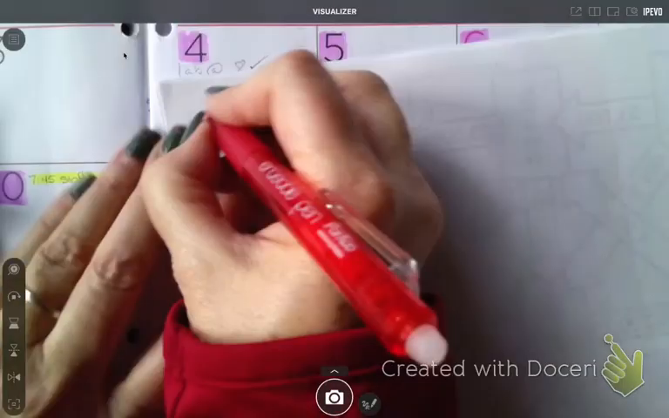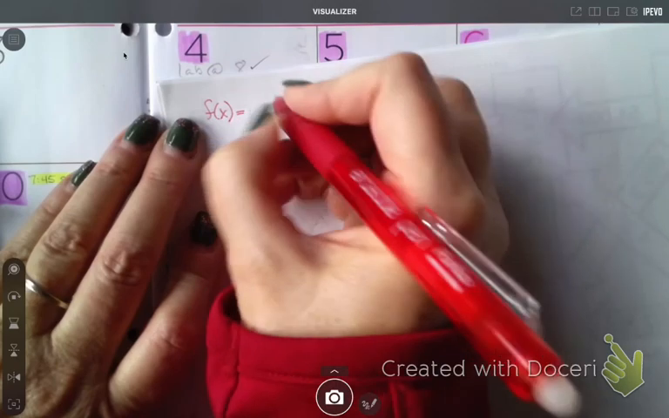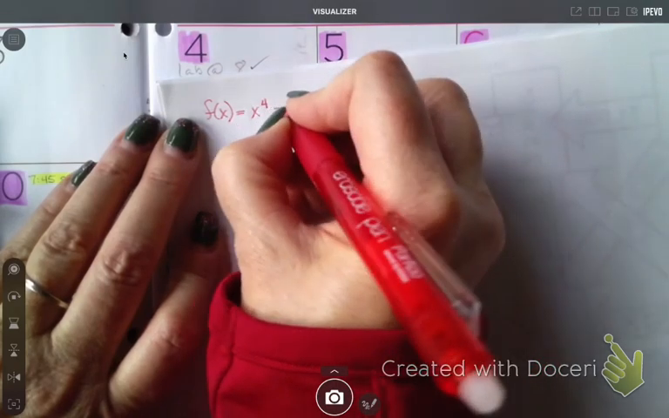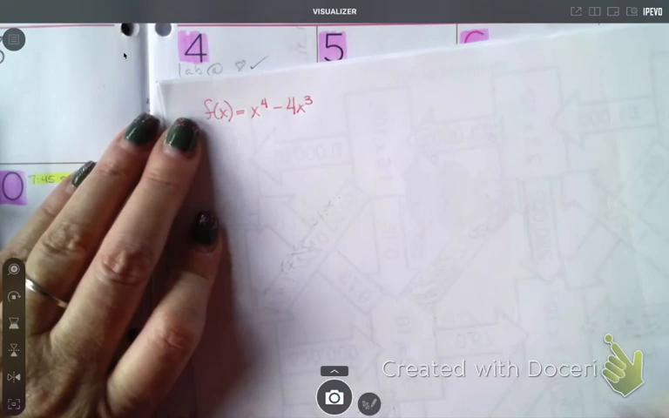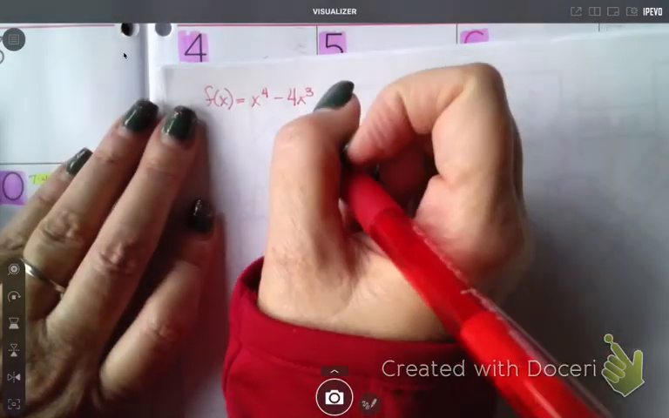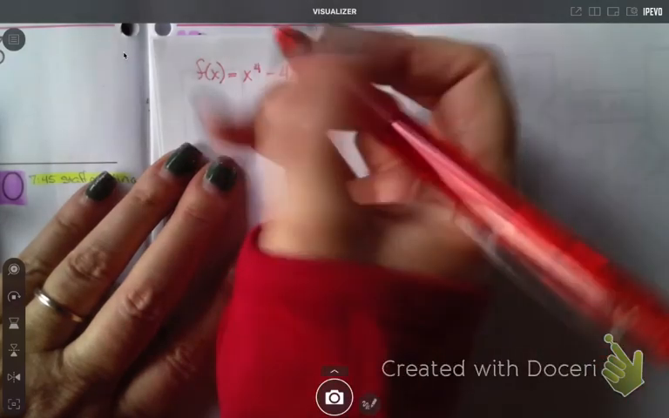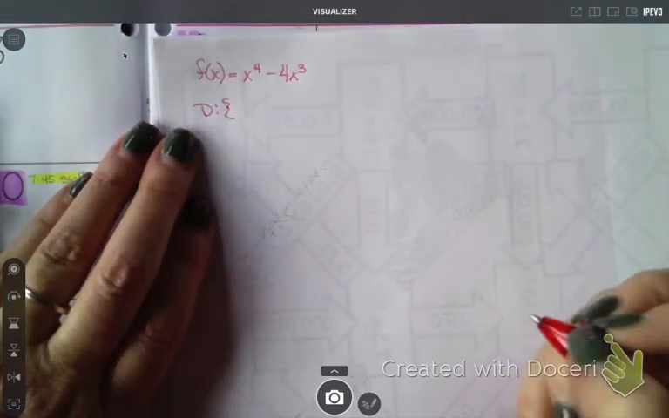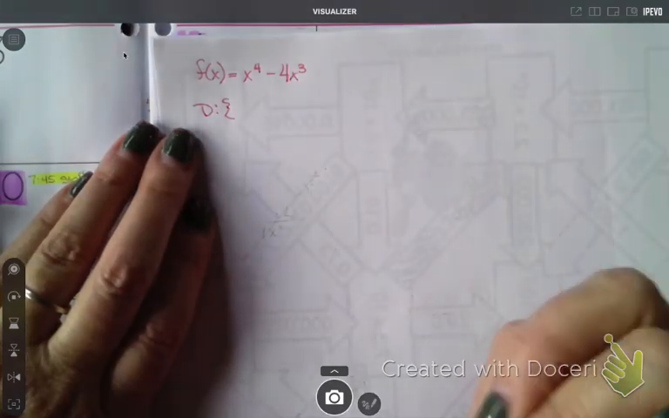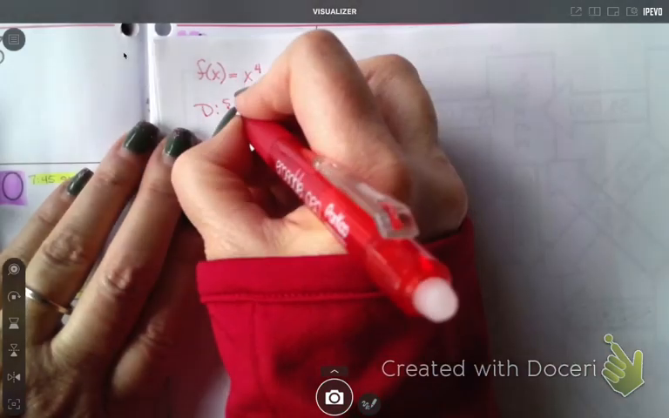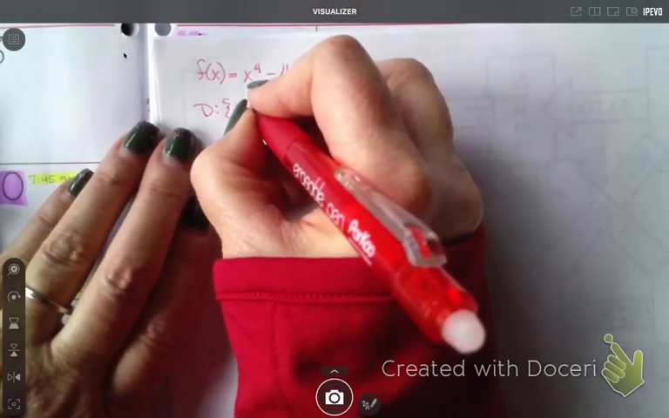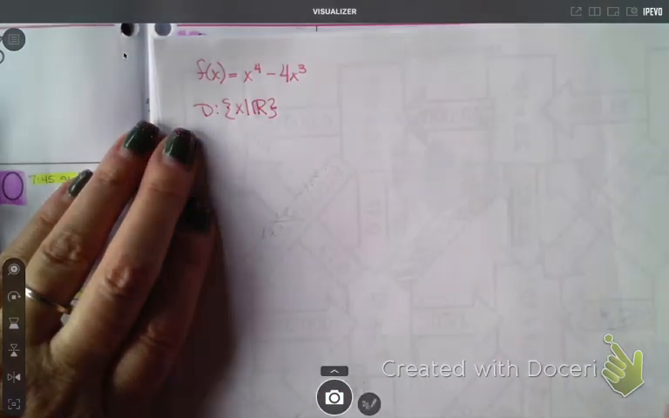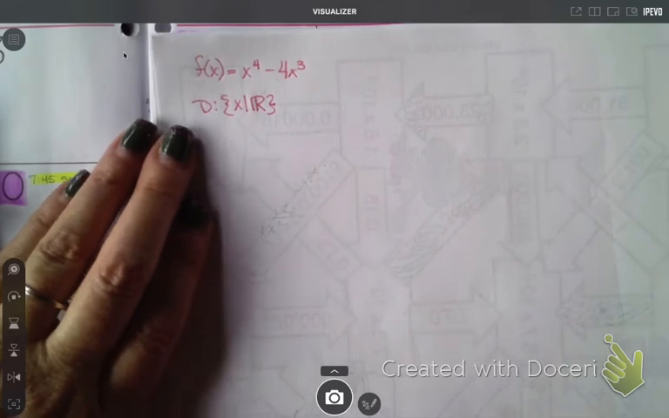Okay, f of x equals x to the 4th minus 4x cubed. So this is not a rational function. It is not a square root. It is not an exponential. So what's my domain? Is there anything that can make it undefined? Nope. How do you know that? Because it has no variable in the denominator. It doesn't have a square root. We're good to go. First thing we do is what?